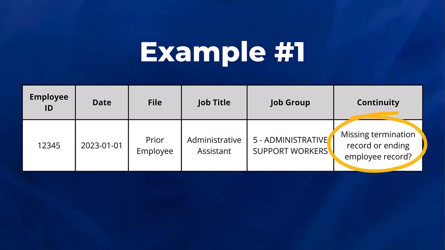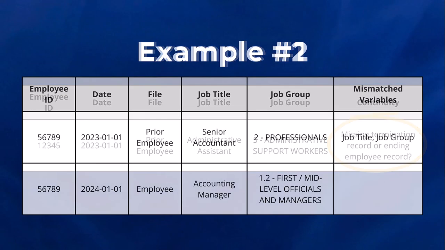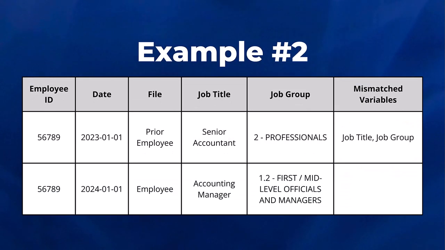This second example shows a mismatched variable error, wherein the key data elements do not align between separate records. Employee 56789 shows up in all of the expected files, however their data does not match from one file to another, as they are a senior accountant in the prior year and an accounting manager in the current year. In order to establish a proper explanation, you would need to determine if there was a missing promotion or transfer record that was not pulled out of the HRIS.